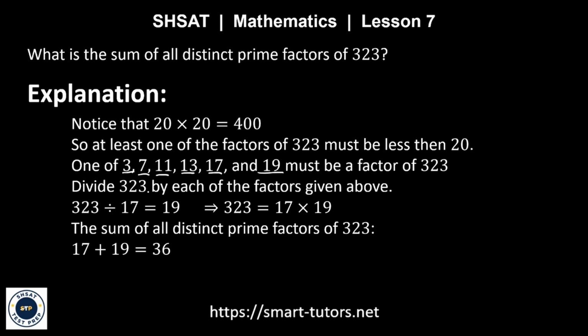If you divide 323 by these primes, you would see which of them divides into 323. If you divide 323 by 17, you get 19. So we know that 323 is divisible by 17 and 19, and they are both prime numbers because they are not divisible by any other number besides itself and 1. If we add them up, you get 36. So the sum of all the distinct prime factors of 323 is 36.